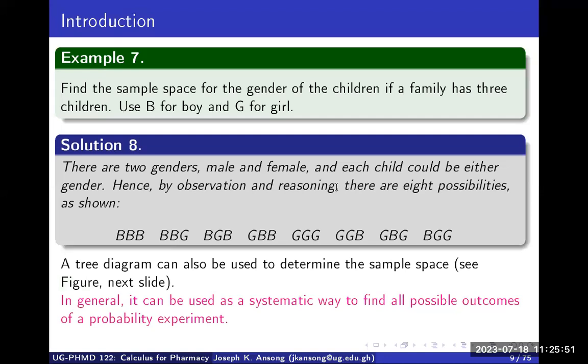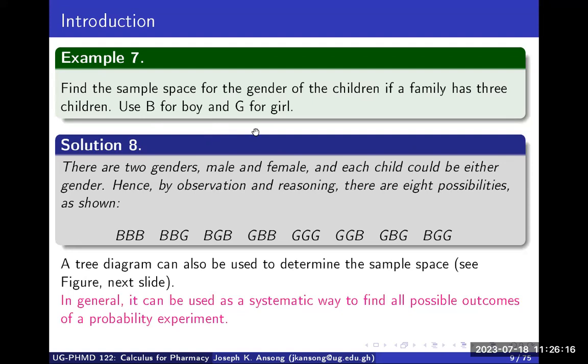Okay, and then let's look at this other one. Another example is the sample space for the gender of the children. If a family has 3 children, okay, what is the sample space? Well, if they have 3 children, let's call the boys B and the girl G. Okay, so there are 2 genders, male and female.